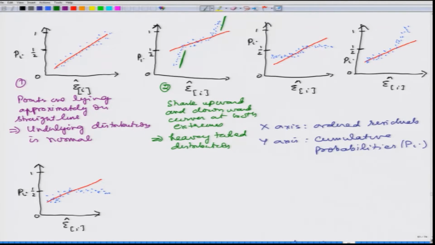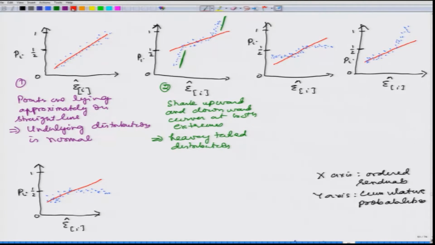right? Now, similarly in figure number 3, one can observe that the curve is flattening on the extremes. You can see that, for example, if you observe over here, the curve is really flattening, and this implies that the observations are coming from a light tailed distribution.